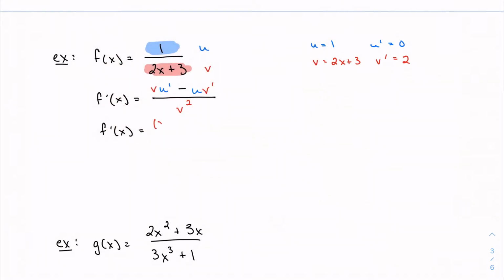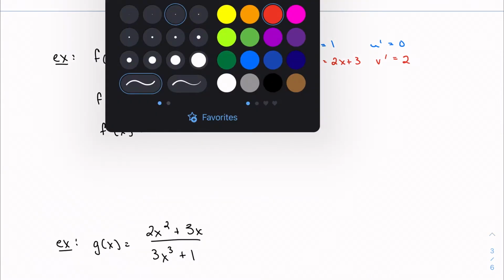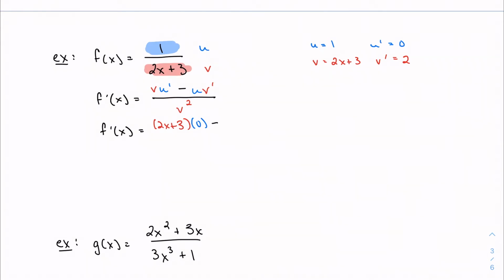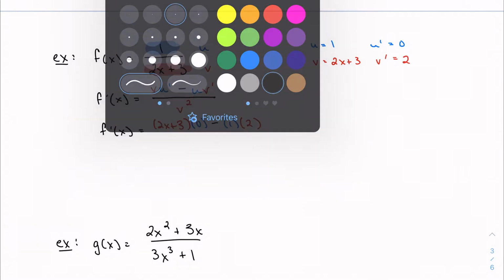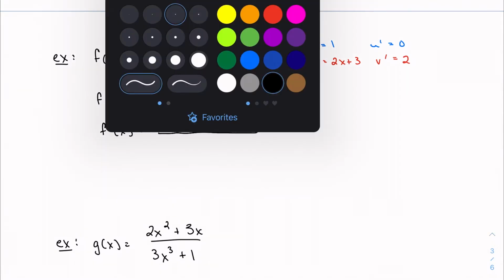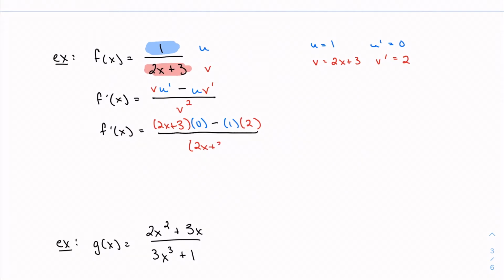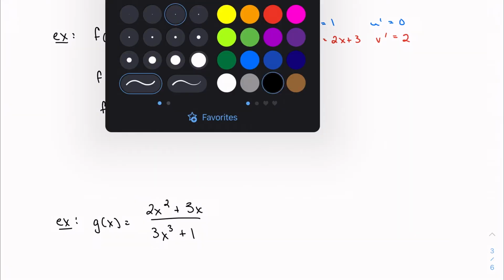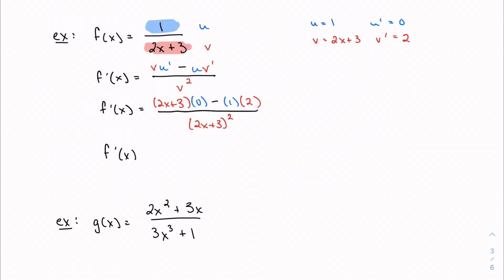So low d high, which is just 0, minus high d low. Whoops, d low is just 2. Divide by the square of what's below. So just take v squared. And normally, honestly, we wouldn't really simplify that denominator, but we are going to simplify the numerator a bit. And so I get negative 2 over 2x plus 3 squared.